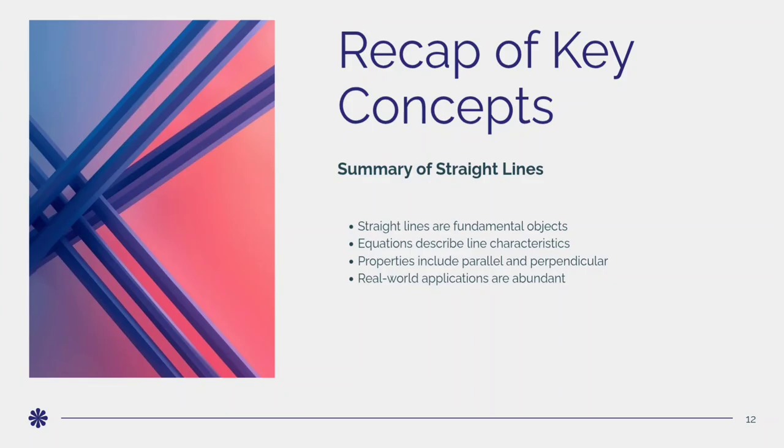Recap of key concepts. Summary of straight lines. Here we mention 4 points, very short but most essential. Listen carefully. First one is straight lines are fundamental objects. Second one, equations describe line characteristics. Third one is properties that include parallel and perpendicular. And the last one is real world applications are abundant.